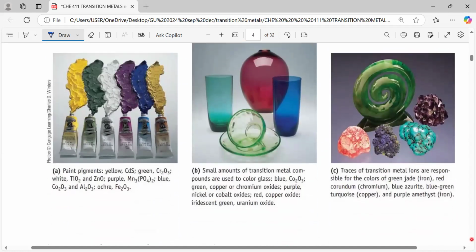So these pictures just help us to appreciate what transition metals can be used for. First, in art, here they're used for coloring, that's artwork. Then here they're used for pigmentation, especially in glassware. Here again, they're also part of the coloration we see in precious stones like corundum, azurite, turquoise, amethyst.